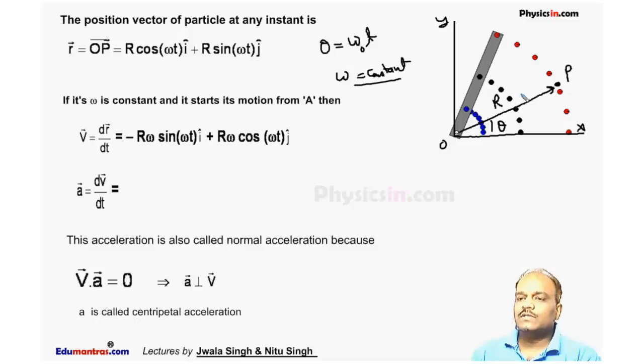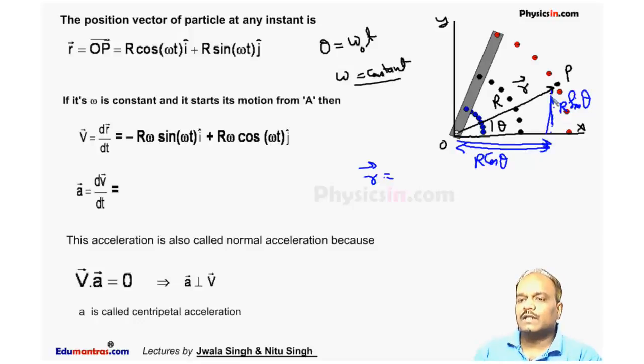Now at any instant, the position vector of this particle can be written as follows. We will drop a perpendicular from here. Now we know this distance is r cos theta, and this is r sin theta. Now this vector r can be written as r cos theta i cap plus r sin theta j cap. So the position vector of this particle p at any time t is r cos theta i cap plus r sin theta j cap.